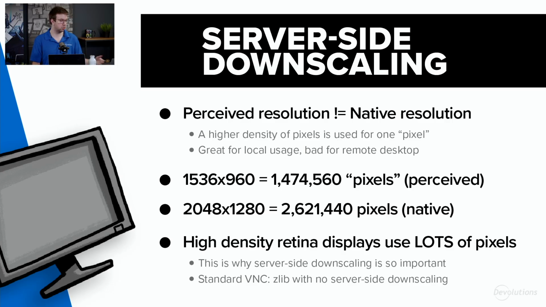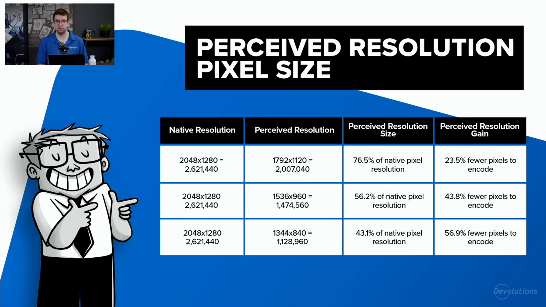So for instance, here I just took some numbers from the Mac I have standing here. You can have a 1536 by 1960, which is a perceived resolution, but the real native resolution of the same display is 2048 by 1280. So that's a lot more pixels. When you connect with standard VNC, you always get the native pixel resolution, so you always get a lot more pixels to encode, which is why it's slower with zlib. Go to the next slide.